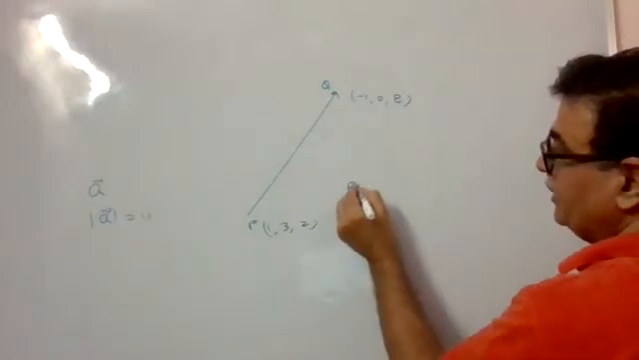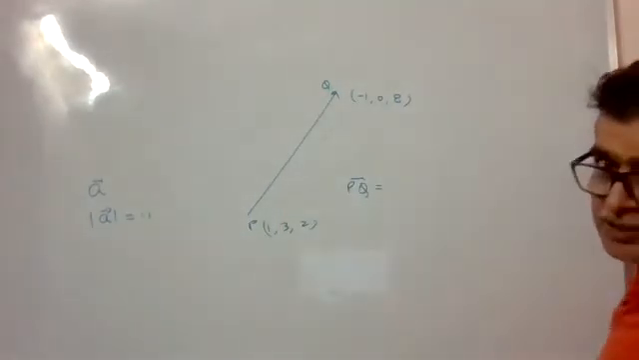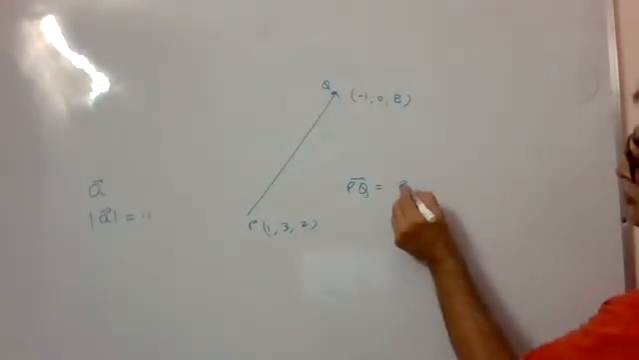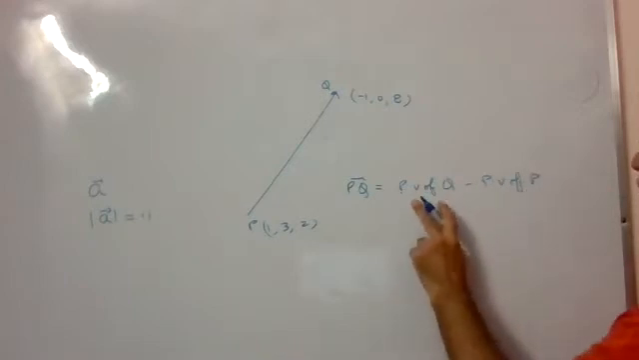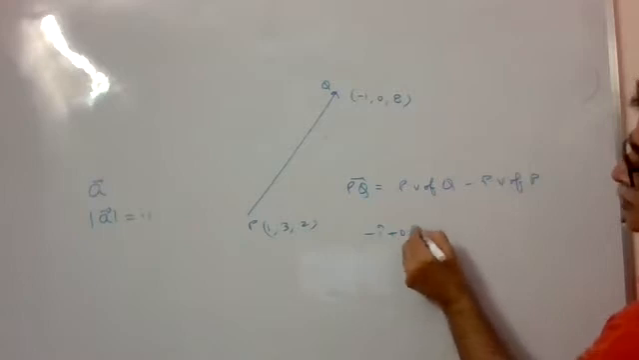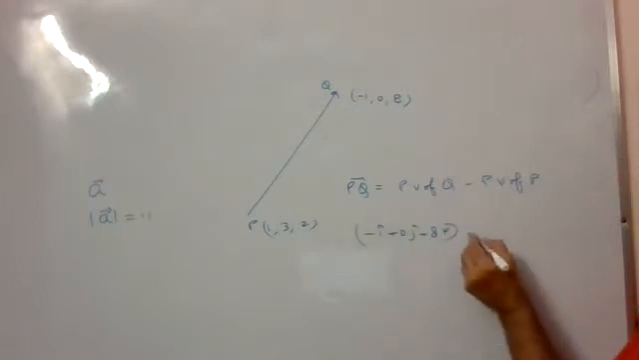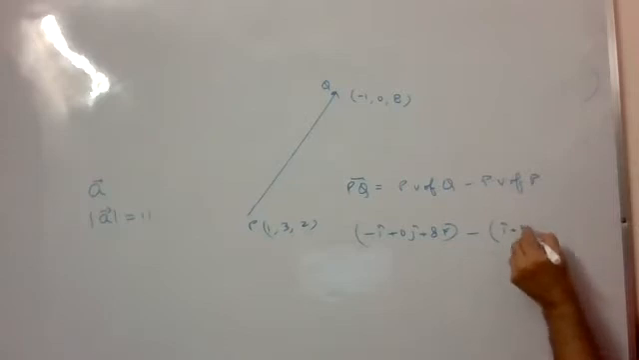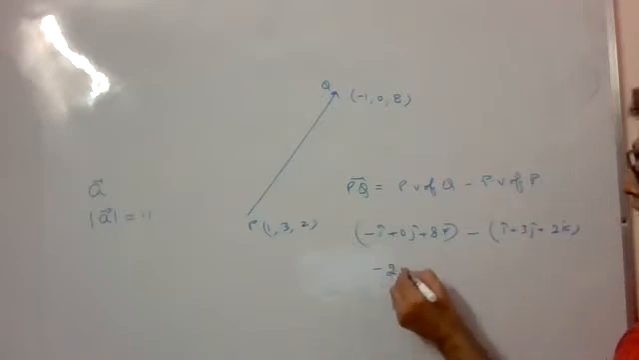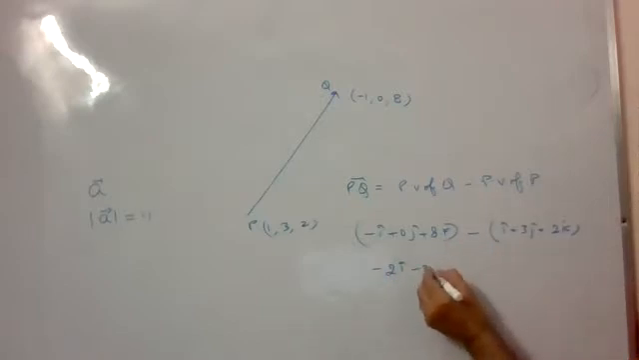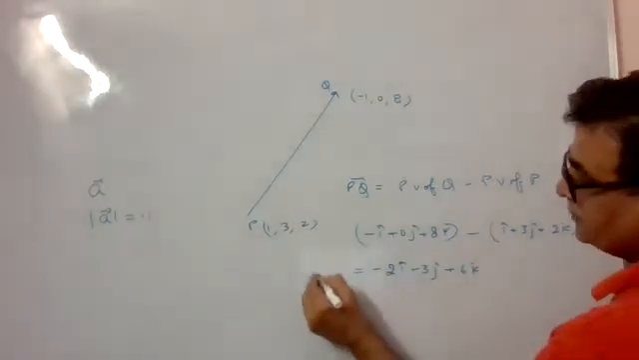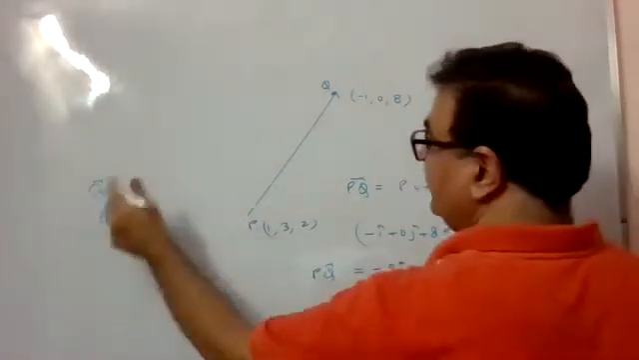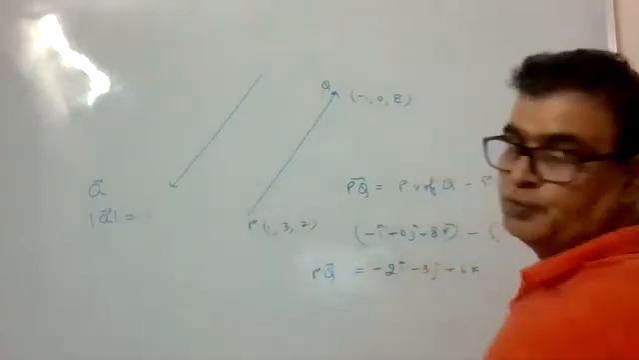So first what I should do here, I should calculate what is PQ vector. PQ vector will be what? Position vector of Q minus position vector of P. Q का position vector क्या होगा? -i plus 0j plus 8k. Minus what second will be? i plus 3j plus 2k. Now when you solve it, it will come out to be -2i minus 3j, 8 minus 2 will be 6k. This is PQ vector.